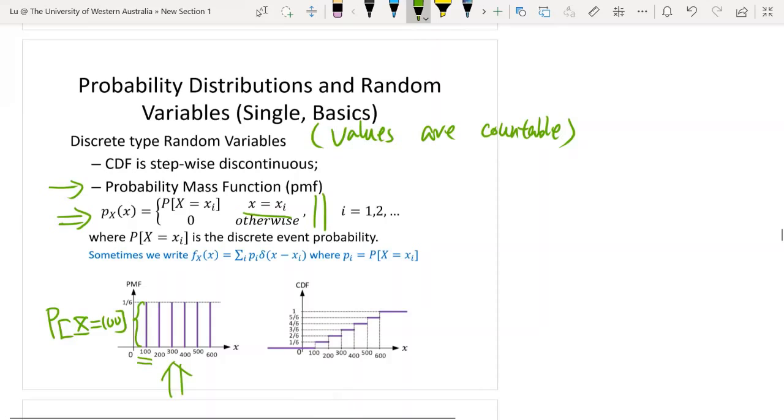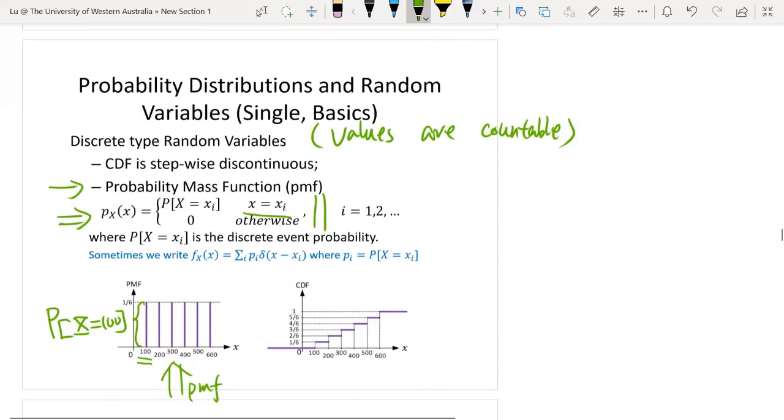So for this simple example, when x equals 200, 300, up to 600, the probabilities remain the same at 1/6. So you can see in this PMF curve, for this discrete type random variable, we have 6 purple color discrete lines or impulses. This is a PMF curve, the probability mass function curve for a discrete random variable.